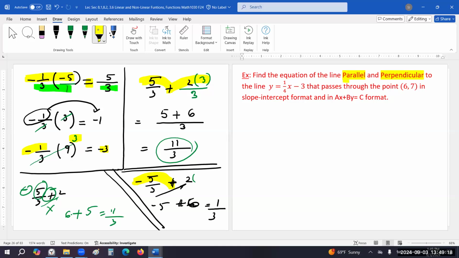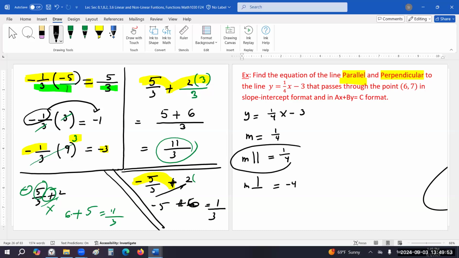Okay, so start with the parallel line. Y equals 1/4 of x minus 3. Do you see the slope of this line? What is the slope of this line? 1/4. That means what is the slope of the parallel line? 1/4. And what will be the slope of the perpendicular line? -4. Perfect.